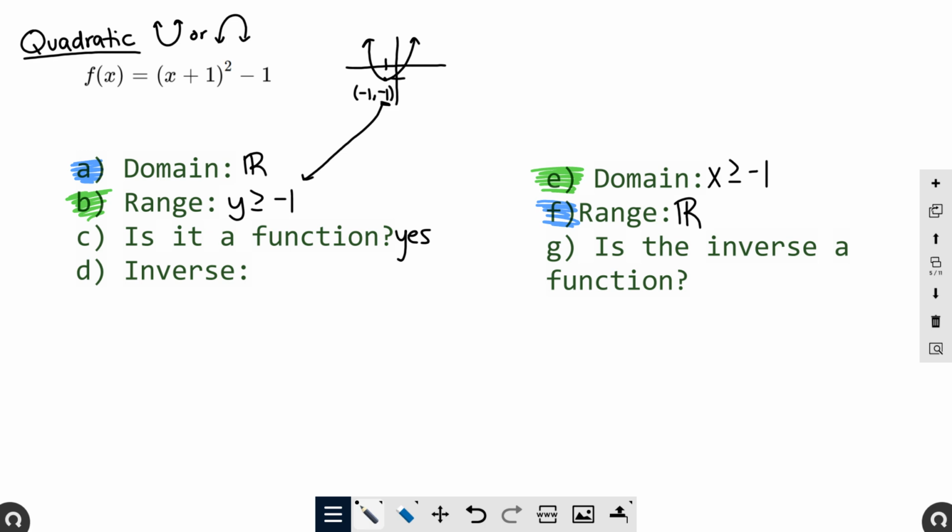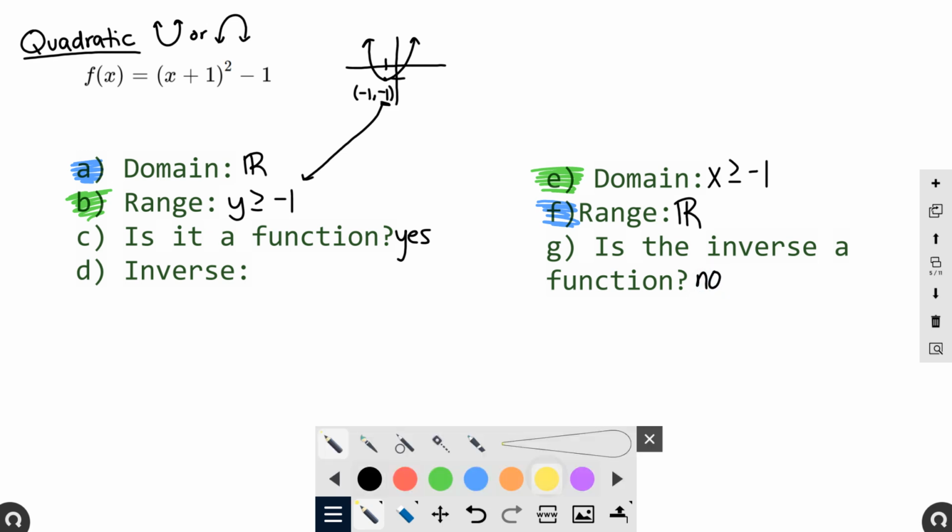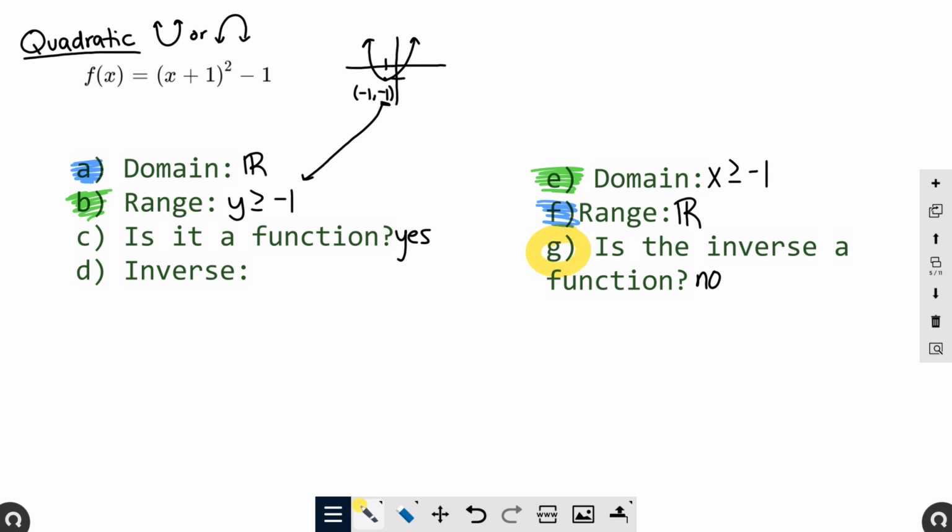Is it a function for the inverse? No, because it's going to be laid on its side, so the inverse is not a function. So if you're trying to look at ones that are always the same, it would be parts F and G and A and C. No matter what quadratic you have, those four answers will always be the same. The domain is all real numbers, which means the range of the inverse is all real numbers. The original is a function, the inverse is not a function.